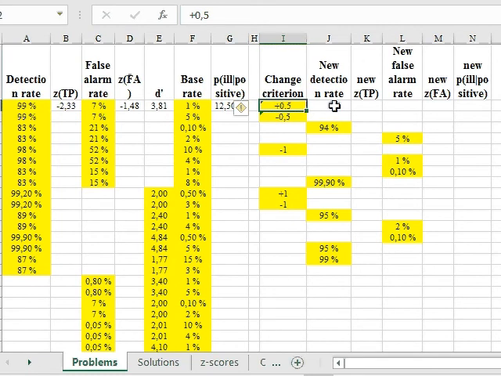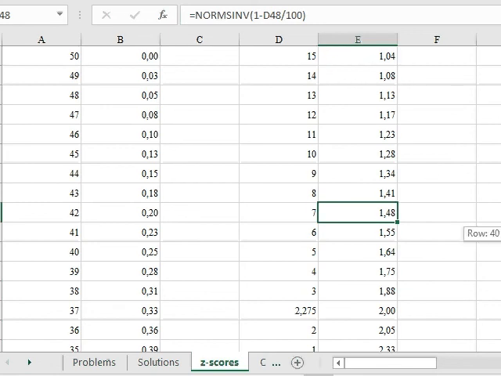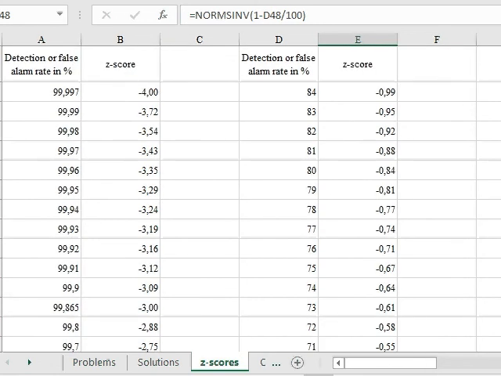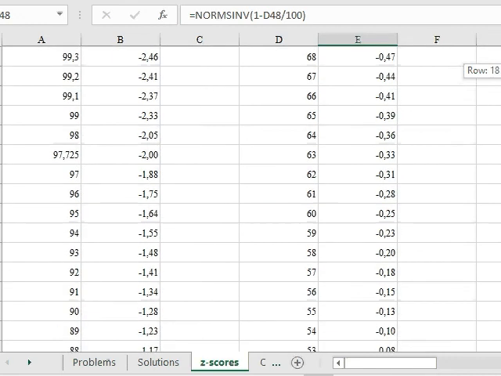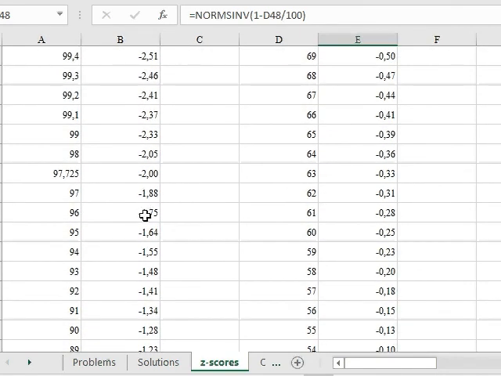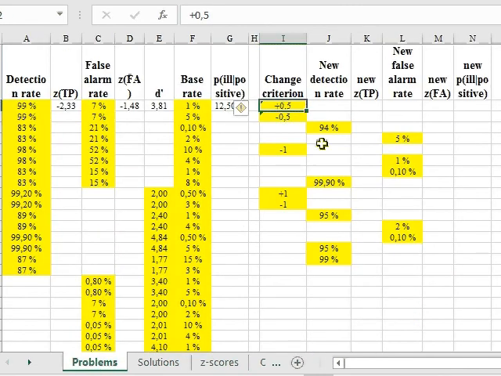So, if we now look this up, the new detection rate of minus 1.83. So we're looking now here in this column of the z-scores, we look for minus 1.83. And so that is in between those here, and that should be about then 96.5, roughly. So we can go back to the problems and we can put in 96.5. And that, of course, minus 1.83.